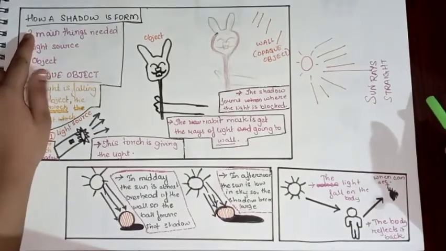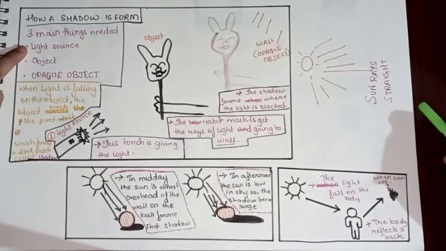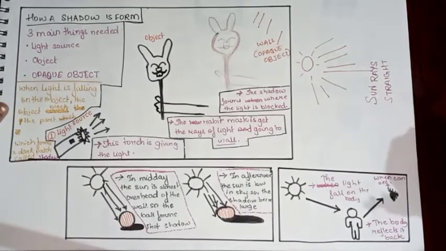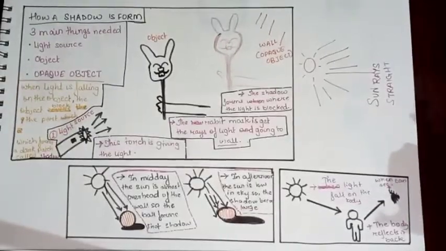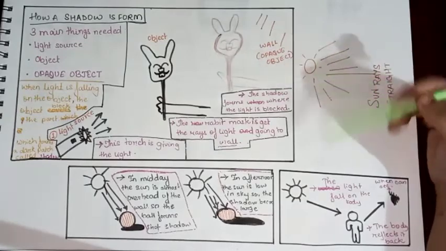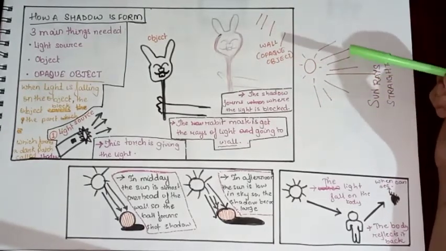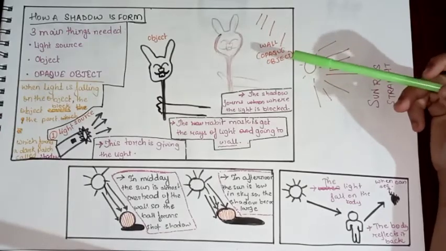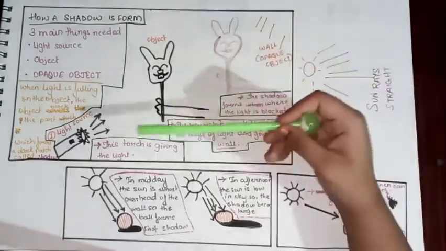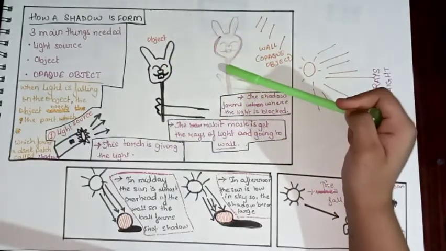Next, how shadow is formed. Three main things are needed to form a shadow. There are a light source, an object and an opaque object to block the way. So when a light is falling on an object, the object blocks part of the light, which forms a dark patch on the opaque object called a shadow. So this torch, light source, object, opaque object, and this is the shadow.